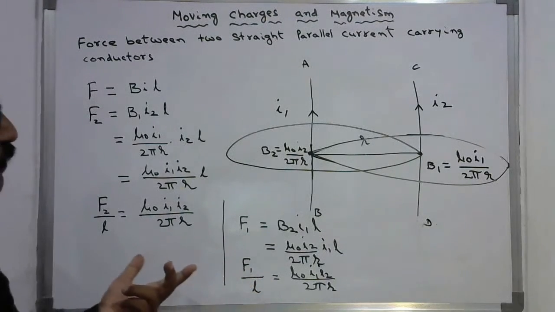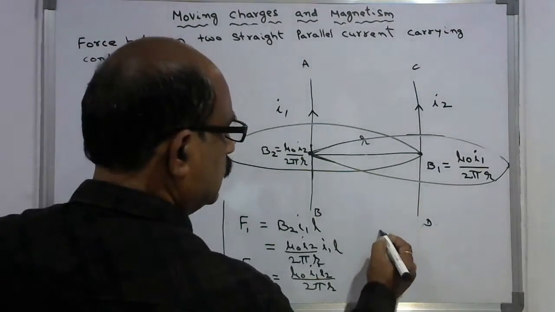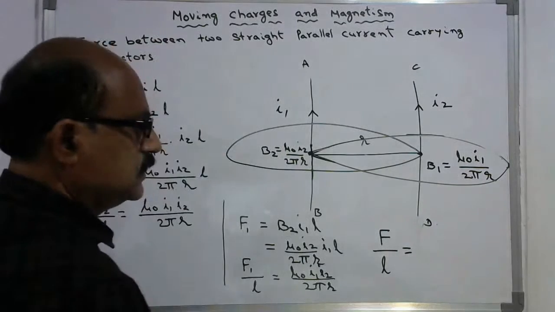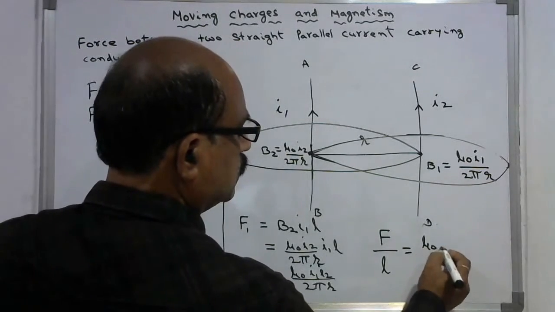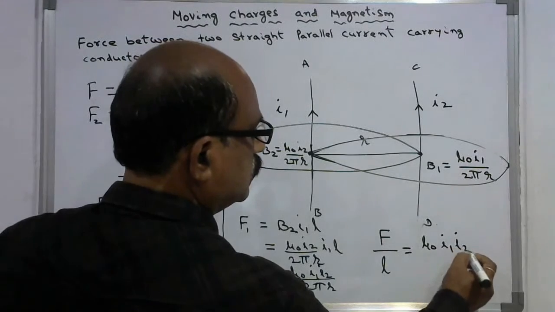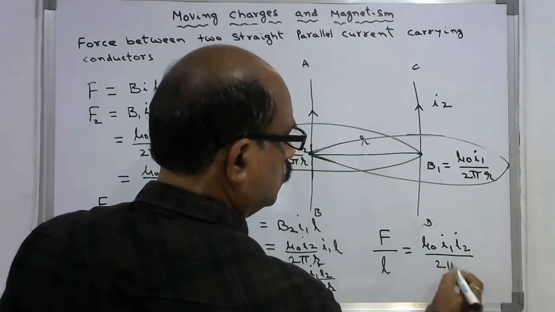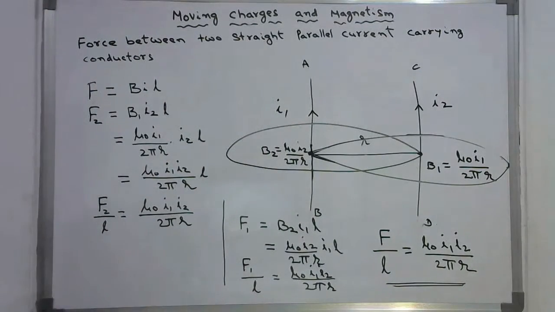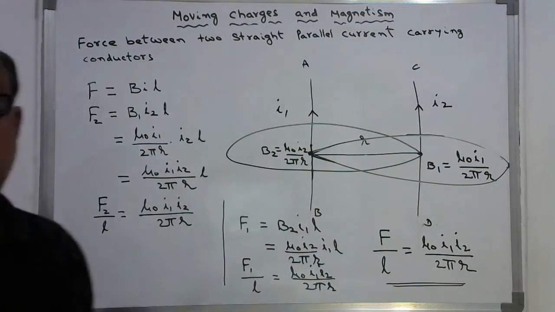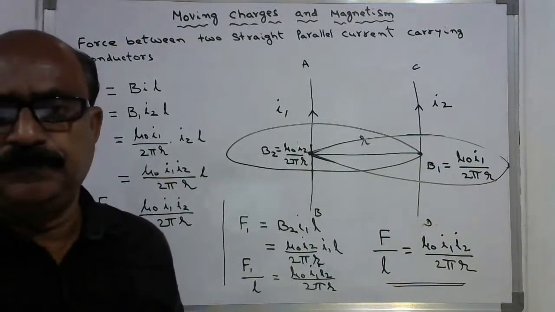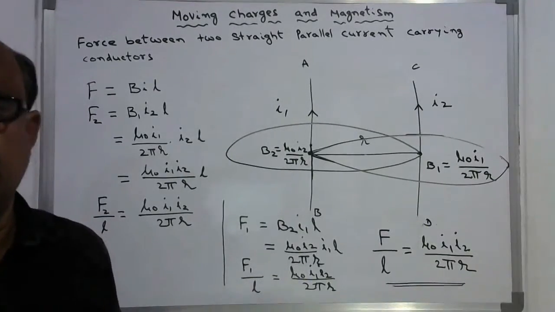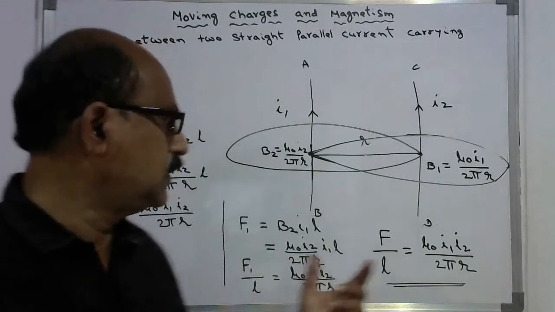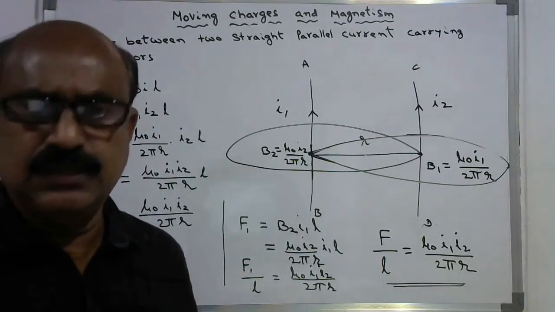So now we can write down in general that the force per unit length between the two conductors is equal to mu naught I1 I2 by 2 pi r. This is the formula for the force acting between two conductors. Now we can define the ampere from this formula.